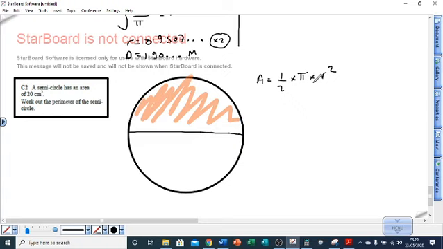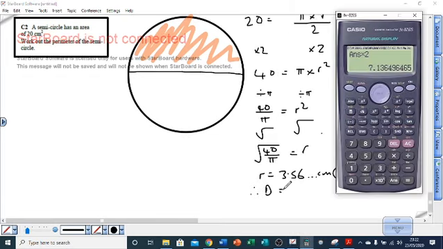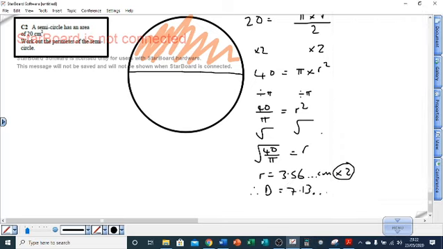The area is in centimeters squared, so this will be centimeters. Let's just check that. Yep. And don't forget, we're going to double it because we want the diameter. So therefore, the diameter is equal to, times that by 2, and we end up with 7.13. Now I'm not rounding, so you can see it's a 3, so just put 3 dots, and that will be in centimeters. Okay, so coming back up to here, I can now work out the perimeter.